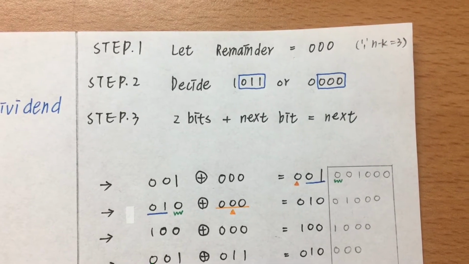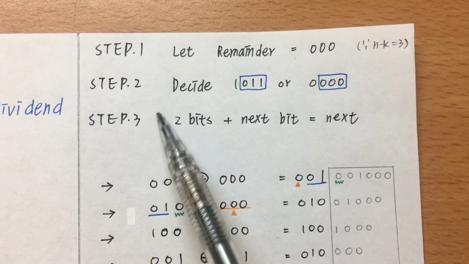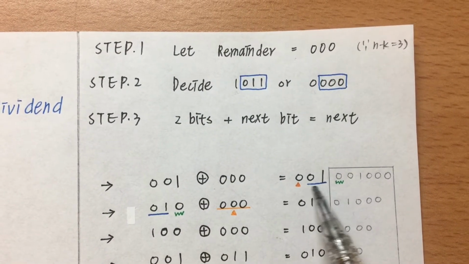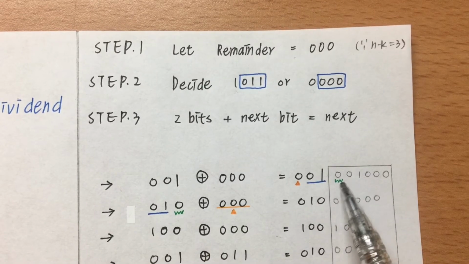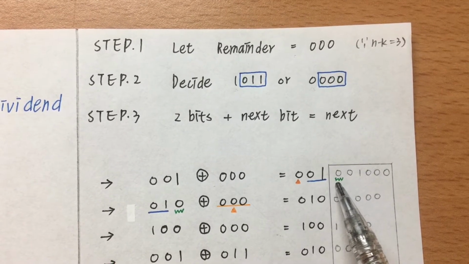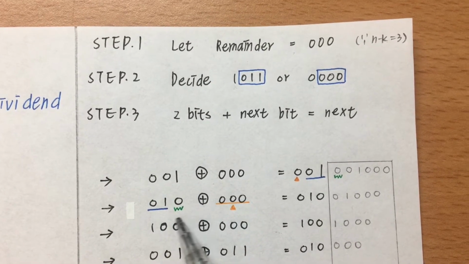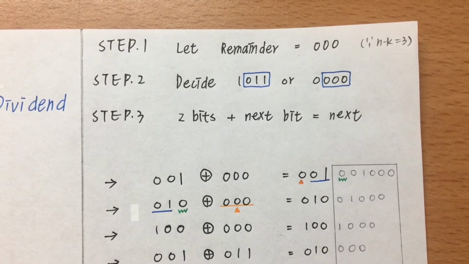Third, the other two bits of the divisor and the next bit from the augmented data word are XORed to create the next digital string.